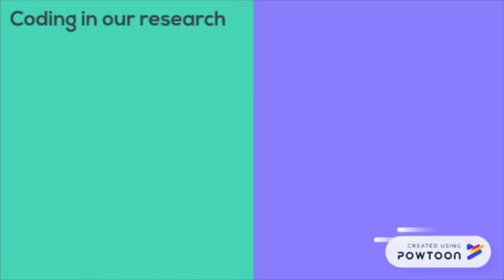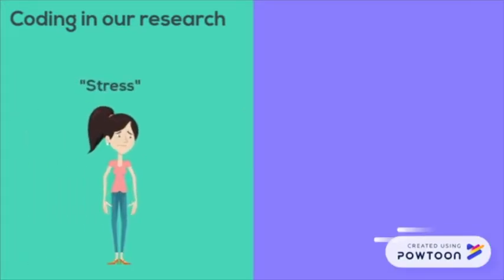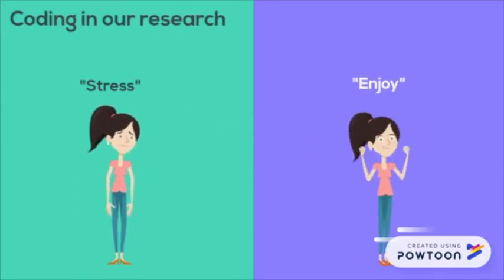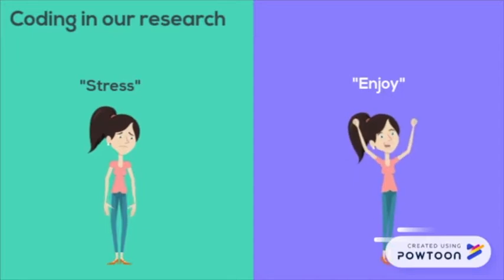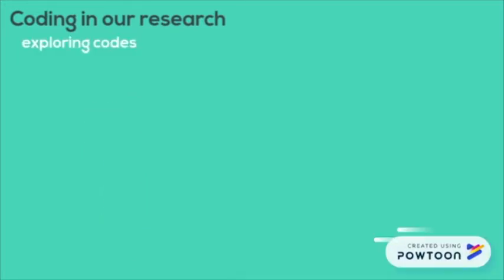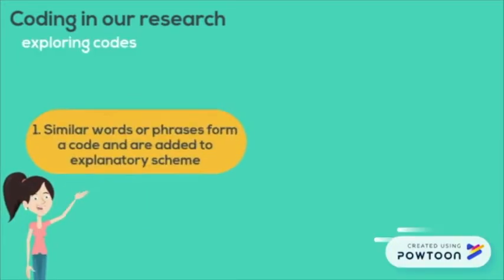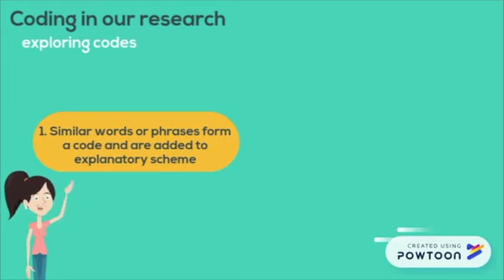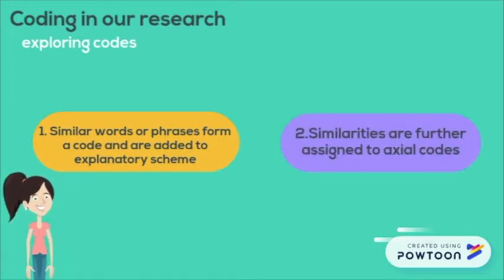As can be seen on screen, as we read through the interview transcripts, we first created open codes for words and phrases which were related. In this case, common emotions. For example, stress and enjoy were mentioned multiple times. When these or similar words and phrases were used, we created a code and added it to the explanatory scheme. Once all interviews had open codes, we then searched for similarities and overlaps in meaning of the codes to then further assign them to axial codes.